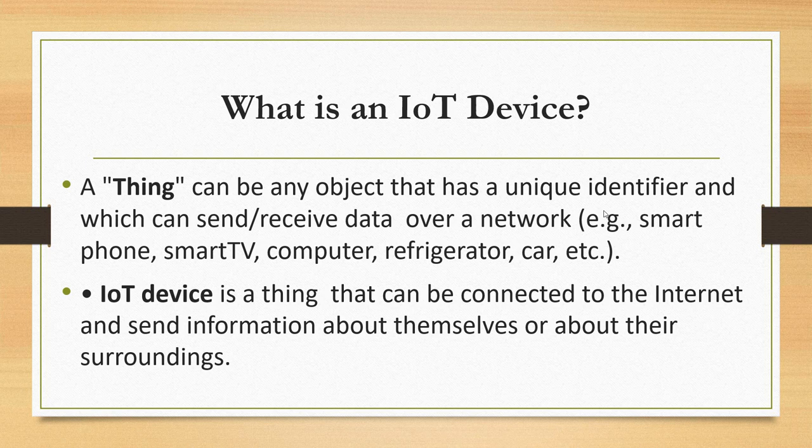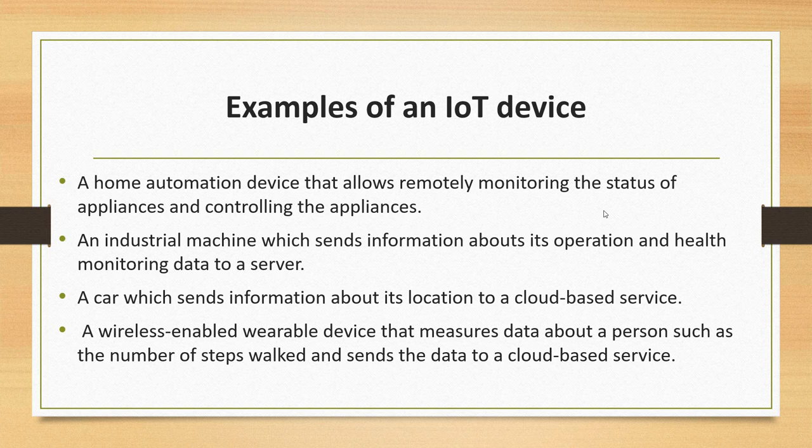We have many devices. So now, an IoT device can be defined as a thing that has an internet connection and which can send information about itself or about the environment. We have different examples of an IoT device, and these include a home automation device that allows remotely monitoring the status of appliances and controlling them. So you might assemble or build an IoT device that will monitor the health of cooking appliances, and you can monitor their status.